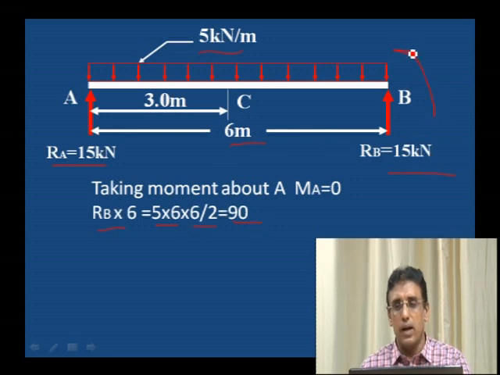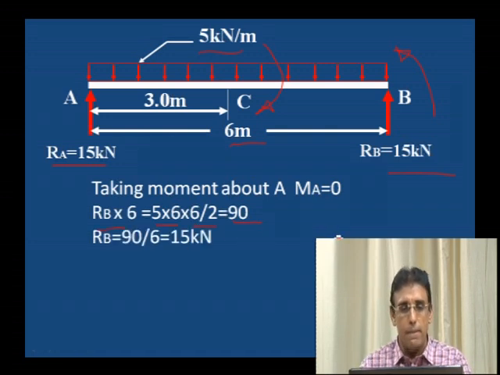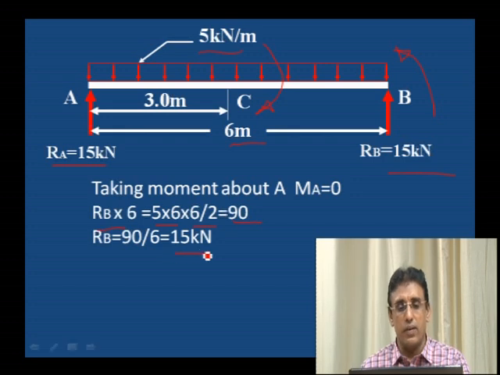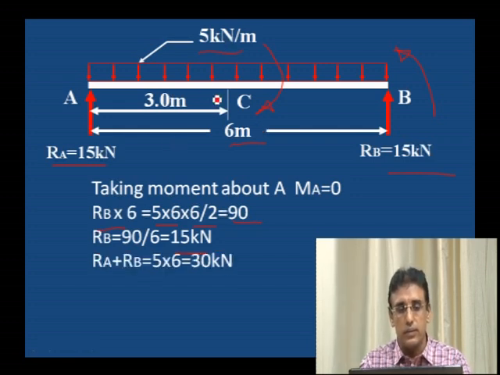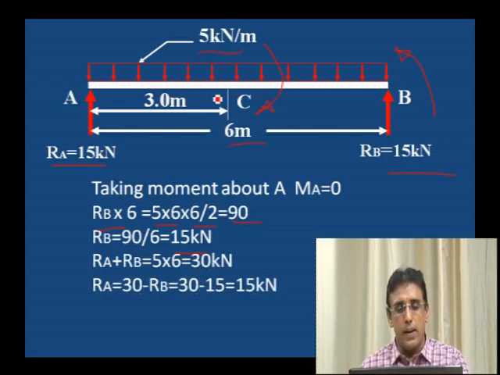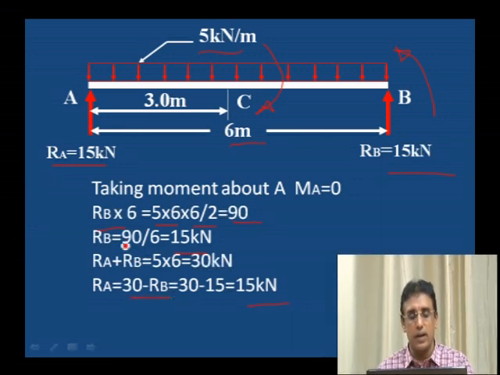RB into 6 is the anticlockwise, and this load moment is the clockwise. That is why we equate clockwise moment equal to anticlockwise moment. RB into 6 is equal to 5 into 6 into 6 by 2, that is 90. Therefore, RB is equal to 15 kilonewton. Now, RA plus RB must be equal to 5 into 6, that is 30 kilonewton. RA plus RB is equal to total load 30 kilonewton. RA is equal to 30 minus RB, that is 15 kilonewton.